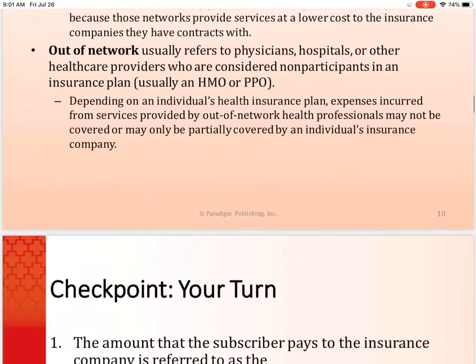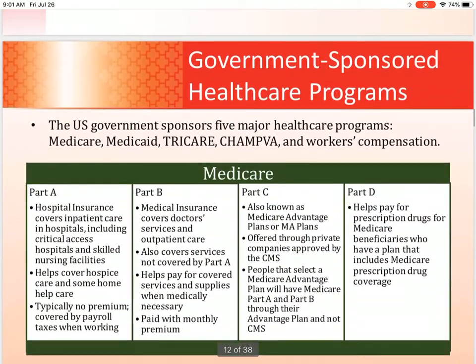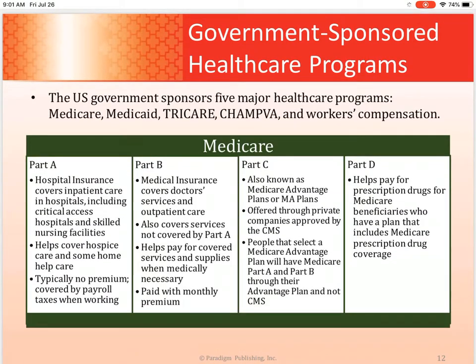Now, we're going to move over into our government-sponsored healthcare plans. And we're going to start with good old Medicare. Now, Medicare is a federal health insurance program for people who are 65 or older, or certain younger people with disabilities. It also covers people with end-stage renal disease, and it has 4 parts. Maybe familiar with these. We have Part A, Part B, Part C, and Part D. We're going to break all 4 of these down. Again, be familiar with these.